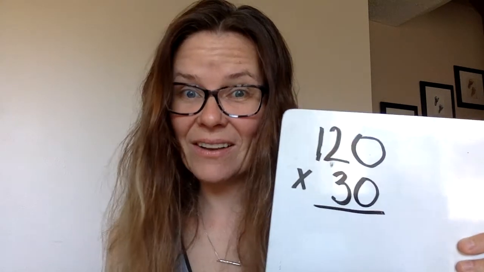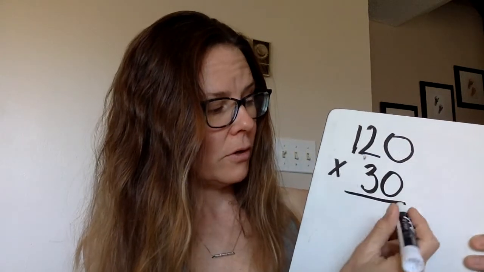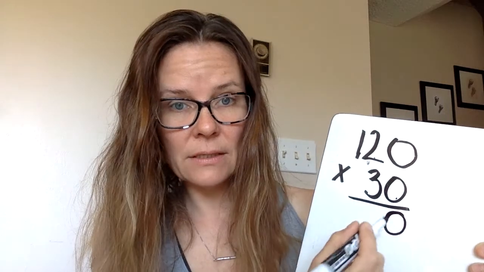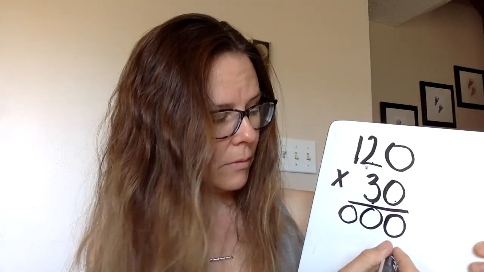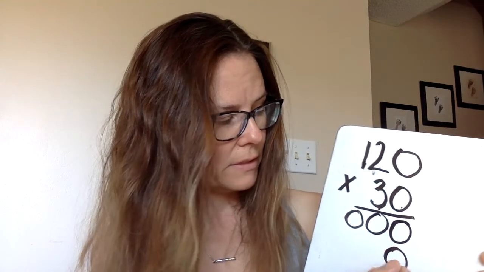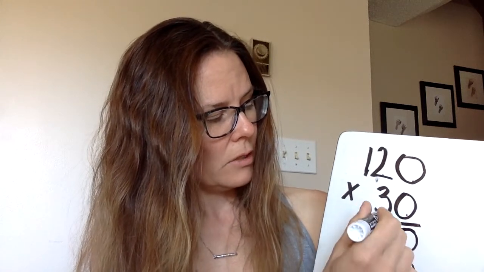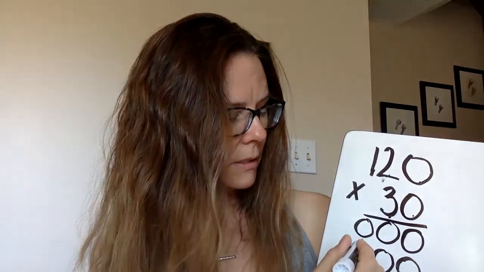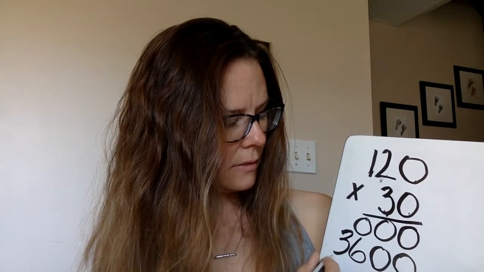Okay, now we're back again. So hopefully you've done that math problem. 0 times 0 is 0. 0 times 2 is 0. 0 times 1 is 0. Now I move to the next place value, and I'm going to drop that down. I drop my 0 down. 3 times 0 is 0. 3 times 2 is 6. 3 times 1 is 3.